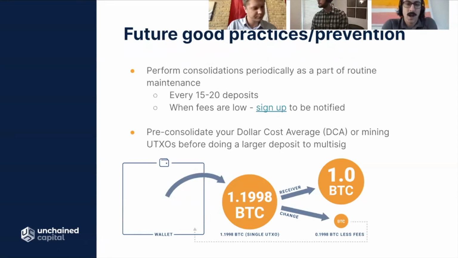So the first recommendation is we encourage people to perform these consolidations periodically as part of routine maintenance. Some general guidelines, it's not a hard and fast rule, but every 15 to 20 deposits into your vault. That'll be 15 to 20 UTXOs, especially if you're using a Coldcard as one of your keys. We recommend doing it around this number to guarantee signing.